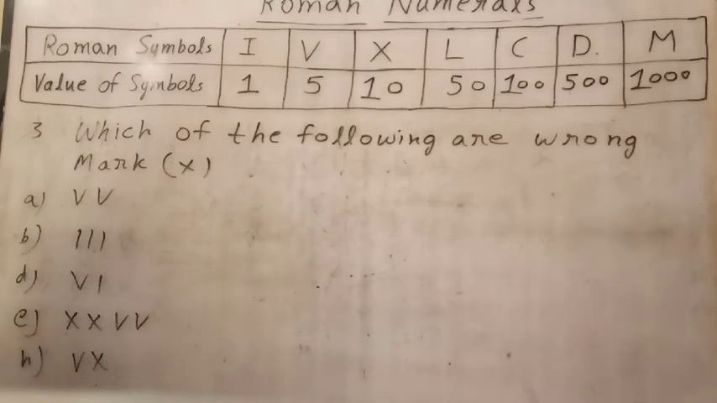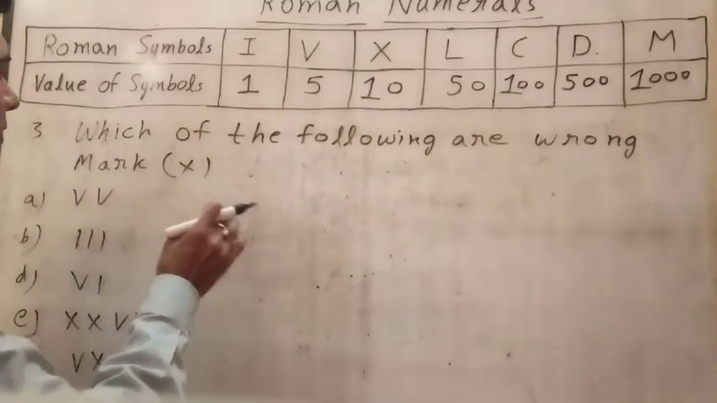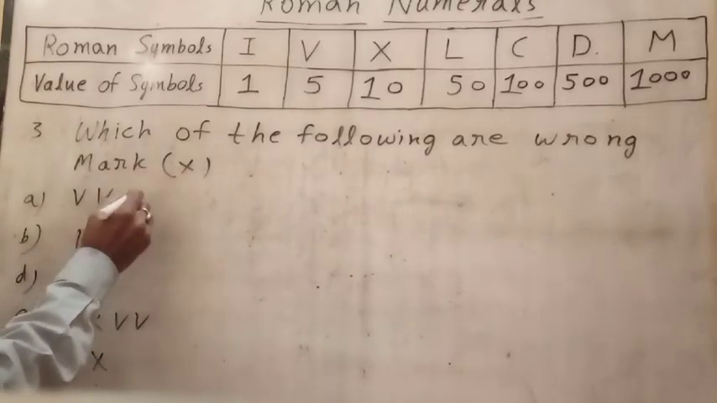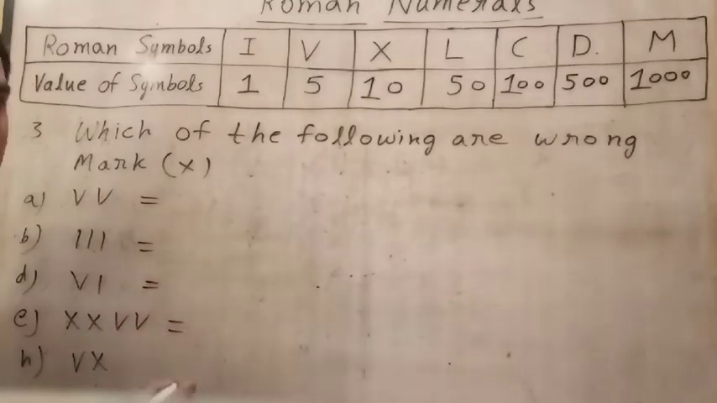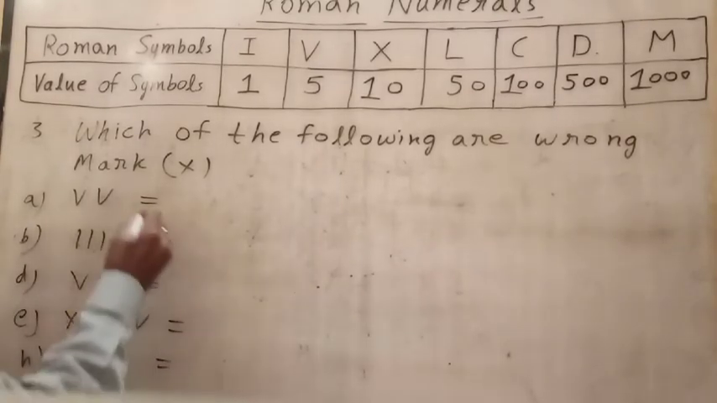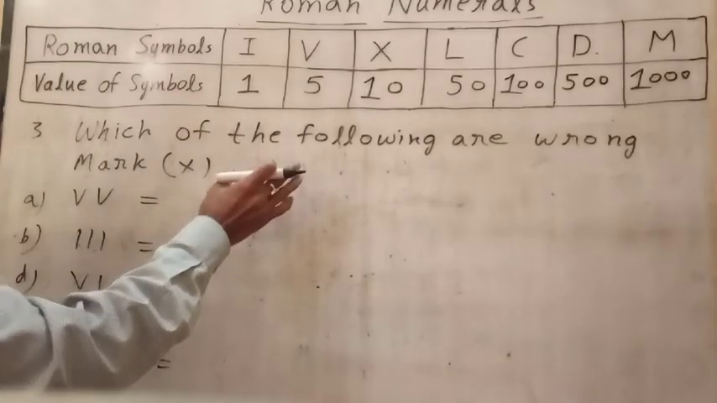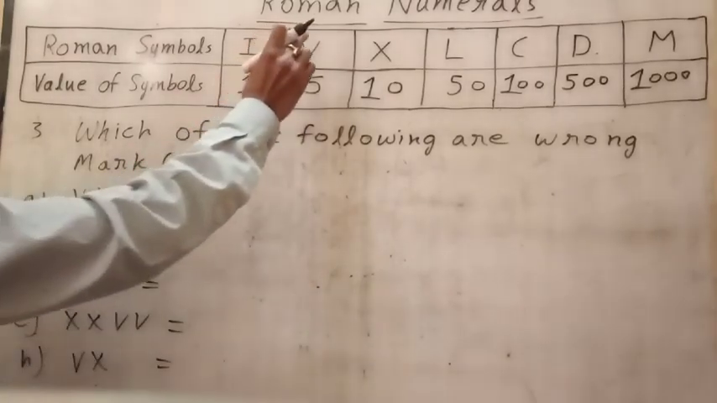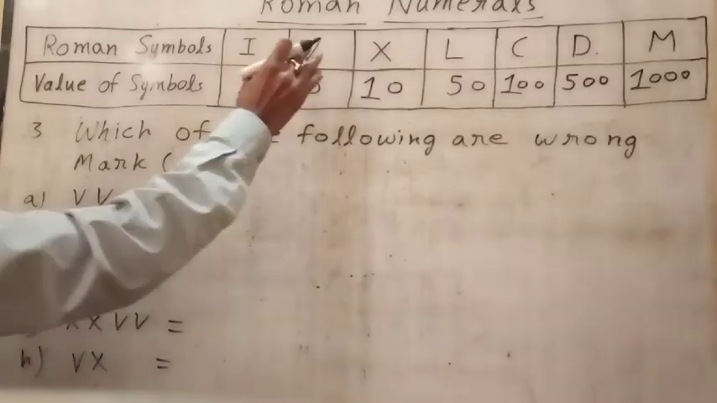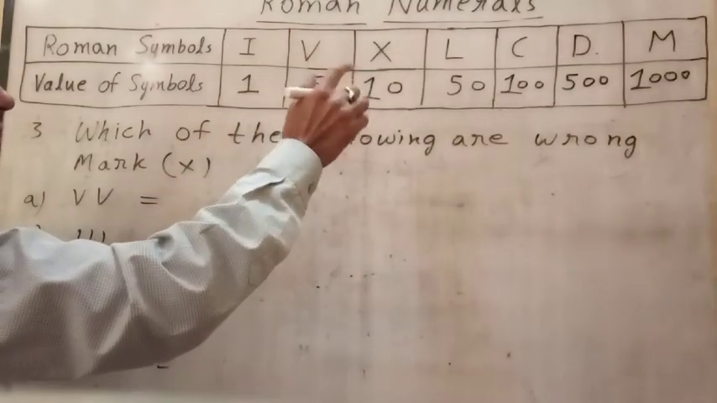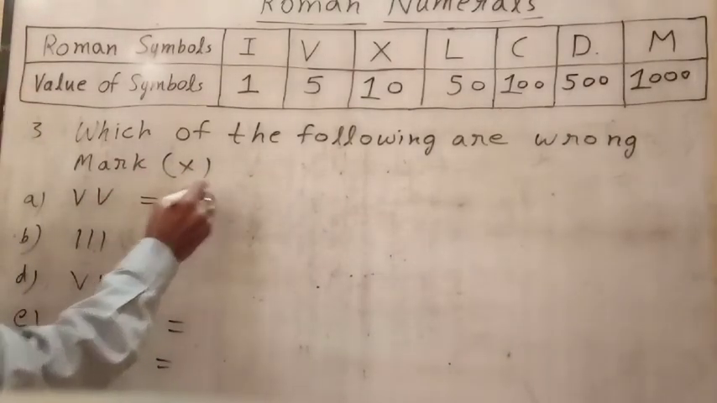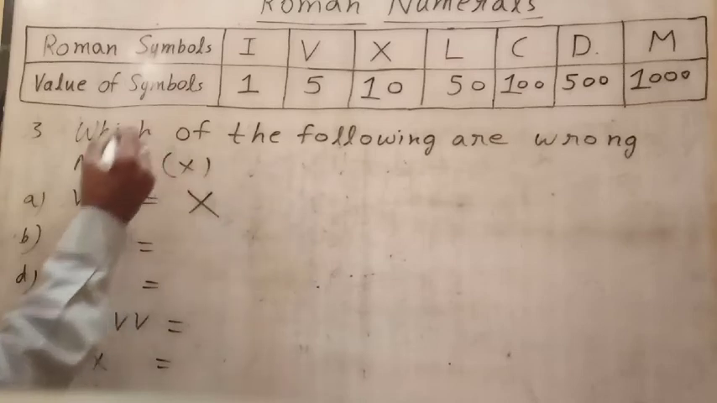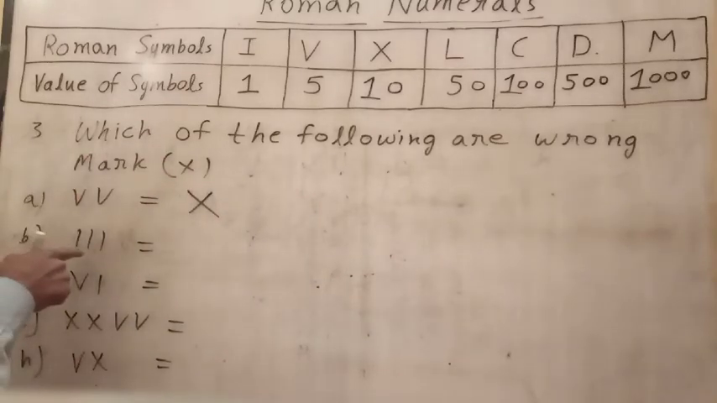Which of the following are wrong? What we have to do? We have to mark a cross. See, VV. Student, at the start I explained that we cannot repeat V. Which Roman symbols can we not repeat? V, L and D. So here V is written 2 times, so it is wrong.